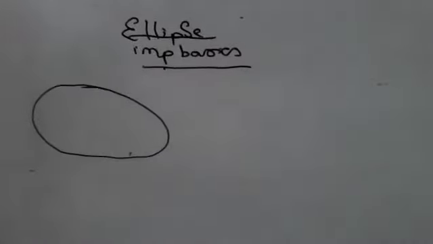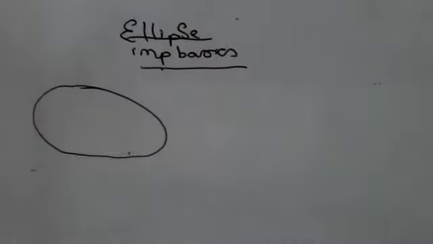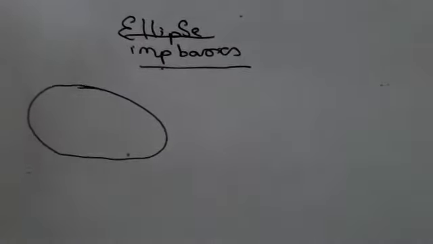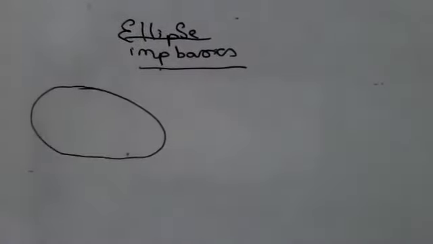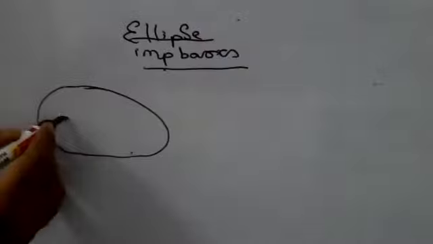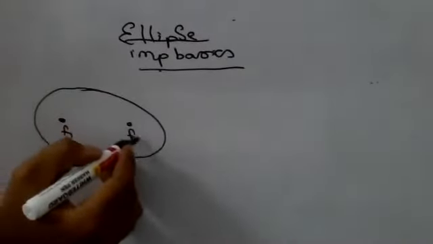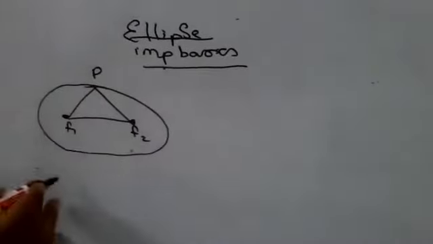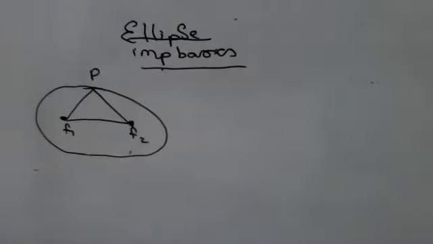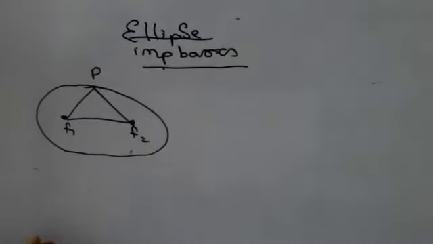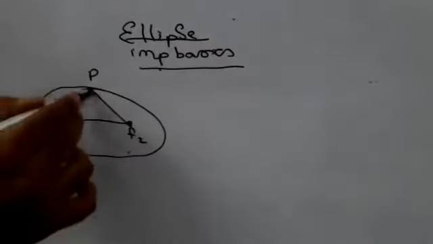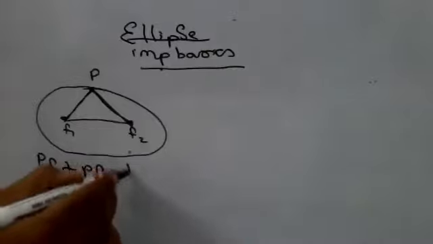Seriously speaking, an ellipse is defined as the set of all points in a plane where the sum of the distances from two fixed points is always equal to a constant. Let me take one fixed point F1, another fixed point F2, and a point P here. So PF1 distance plus PF2 distance is equal to a constant.